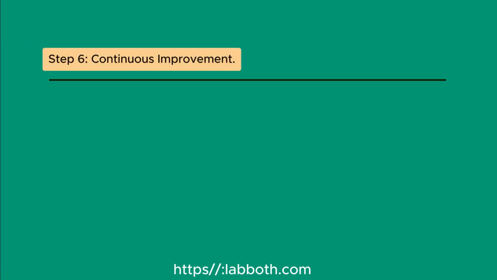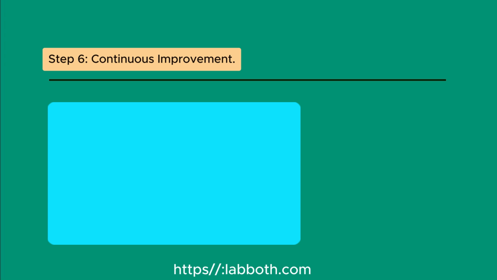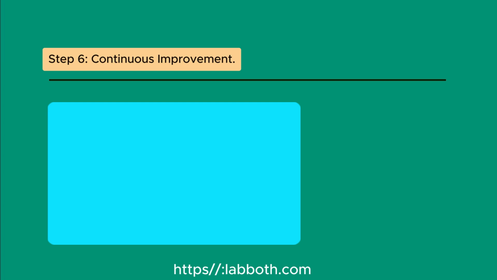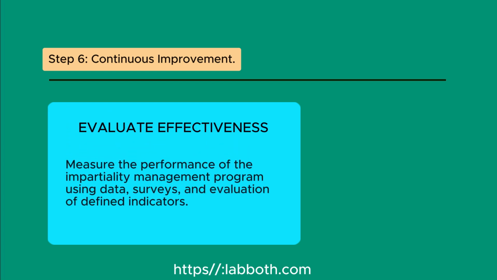Step 6. Continuous improvement. Maintaining impartiality over time requires a continuous process of review and update. Here are some basic items you should implement at this stage of your program to ensure impartiality. Regularly review, analyze whether the policy and procedures continue to be adequate for the laboratory's context considering changes in technology, regulations, etc. Evaluate effectiveness. Measure the performance of the impartiality management program using data, surveys, and evaluation of defined indicators.